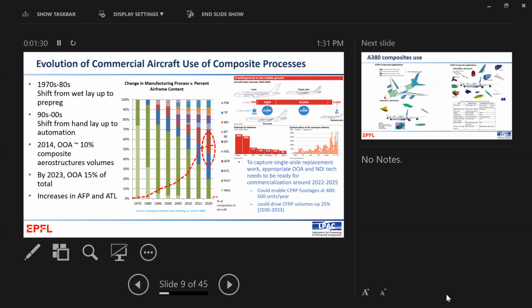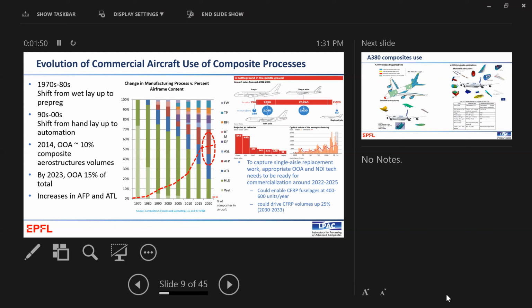In the future, the big discussion is around the replacement for the Airbus A320, which is an aluminium aircraft, but it's made at high volumes. So this is the number of units of single aisle aircraft compared to the number of units of large aircraft. And the big discussion is how much composite will be used in the replacement of the A320.